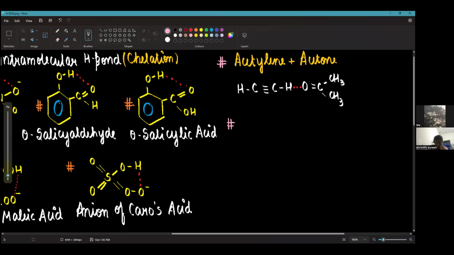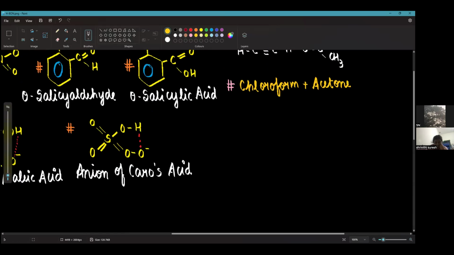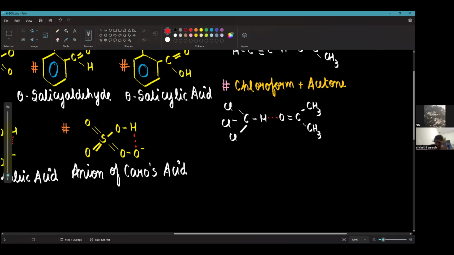सेकेंड वाला जो है वो है क्लोरोफॉर्म एंड एसीटोन. सो क्लोरोफॉर्म का स्ट्रक्चर क्या होता है? ऐसा रहेगा. एंड एसीटोन ऐसा रहेगा. ठीक है, तो यहाँ पे भी हाइड्रोजन बॉन्ड लग जाता है. फिर और भी दो एग्जांपल्स हैं इसके.